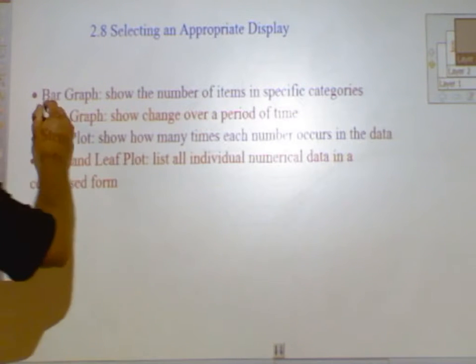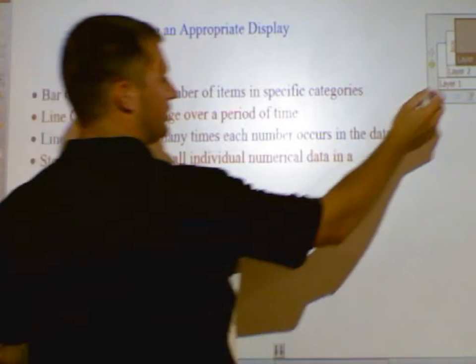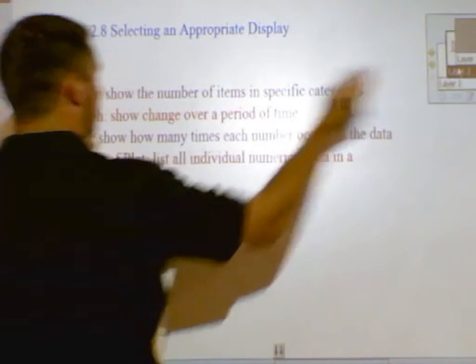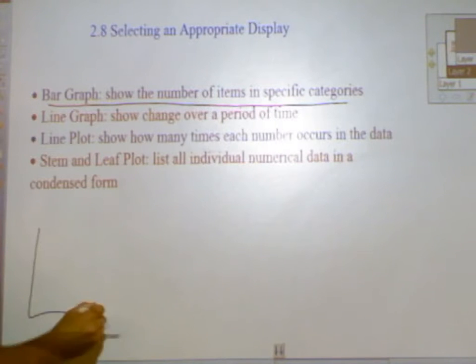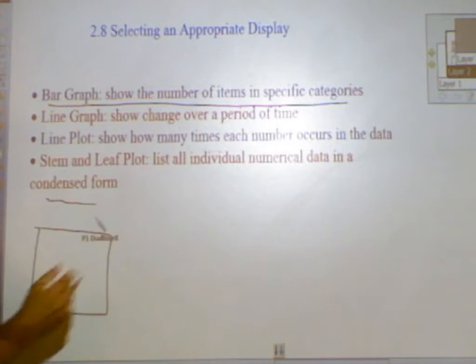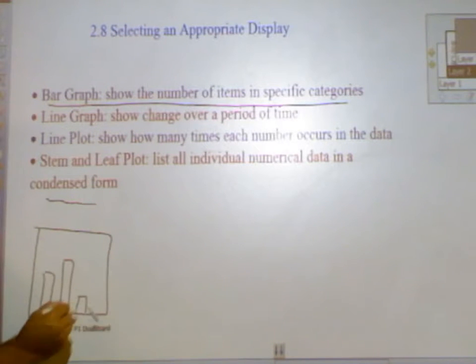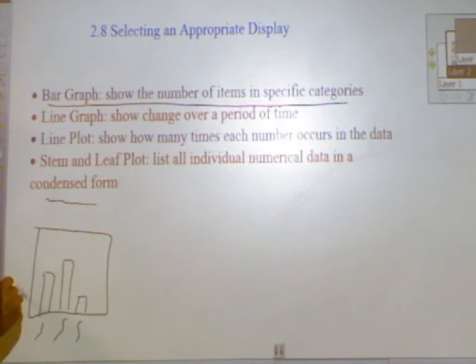First one's a bar graph, and the bar graph shows the number of items in a specific category. Okay, so if you see a bar graph, we always have a title, but then we're thinking individual things. Each one's its own category. So this could be football teams. And we always have labels, and then those are broken into intervals. So maybe 5, 10, and 15. Those are bar graphs.